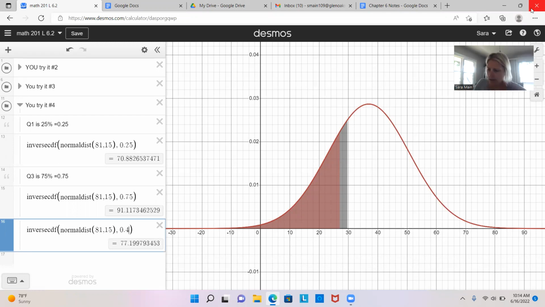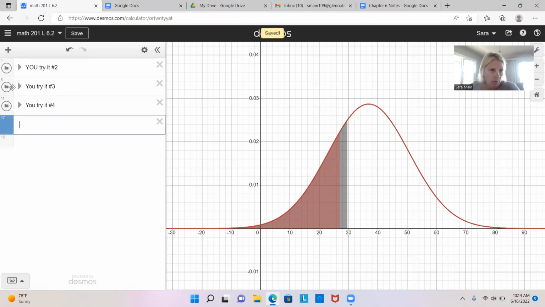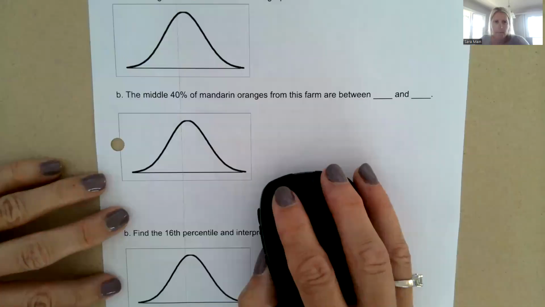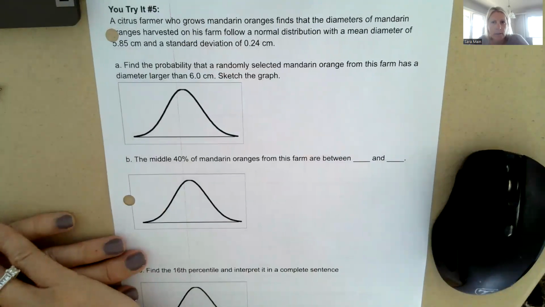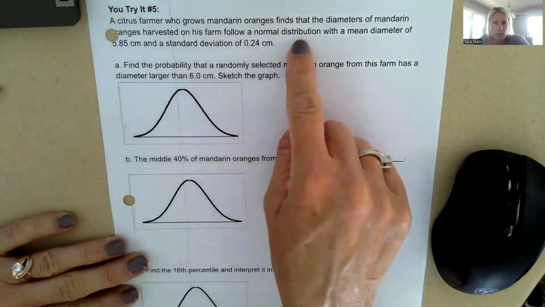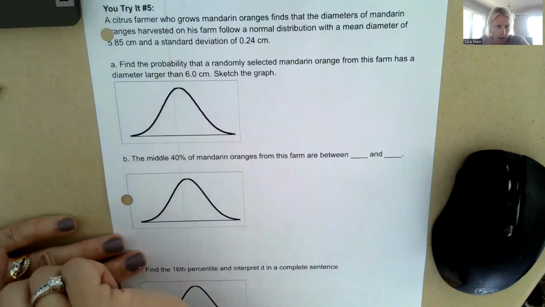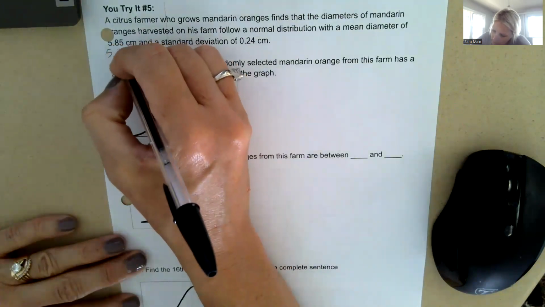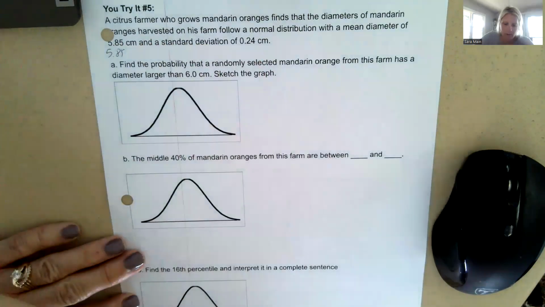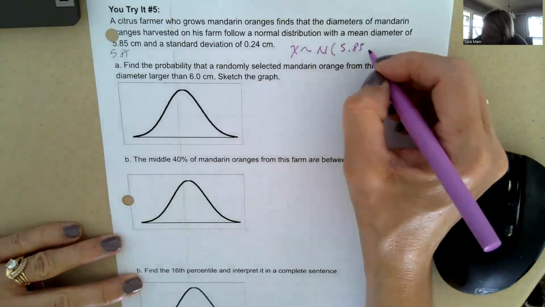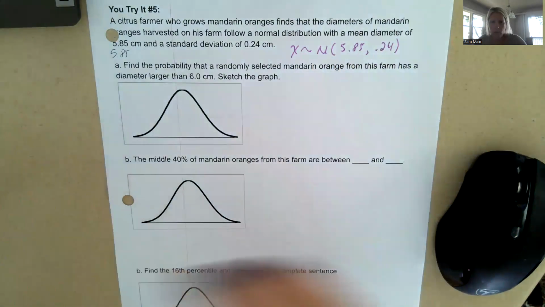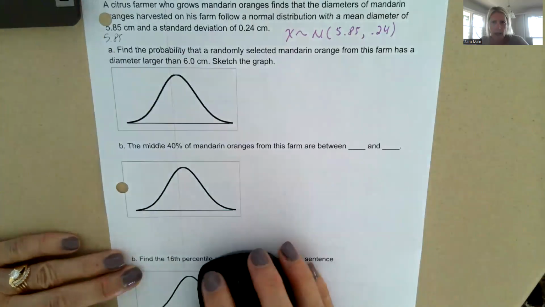Okay, let's flip and look at the very last of the problems here on our page. It says a citrus farmer who grows mandarin oranges finds that the diameters of mandarin oranges harvested on his farm follow a normal distribution with a mean diameter of 5.85 and a standard deviation of 0.24. Okay. So they follow this. X is normally distributed with 5.85 and 0.24. So read through this and see what we can come up with, and then catch me back and we will go over it together.